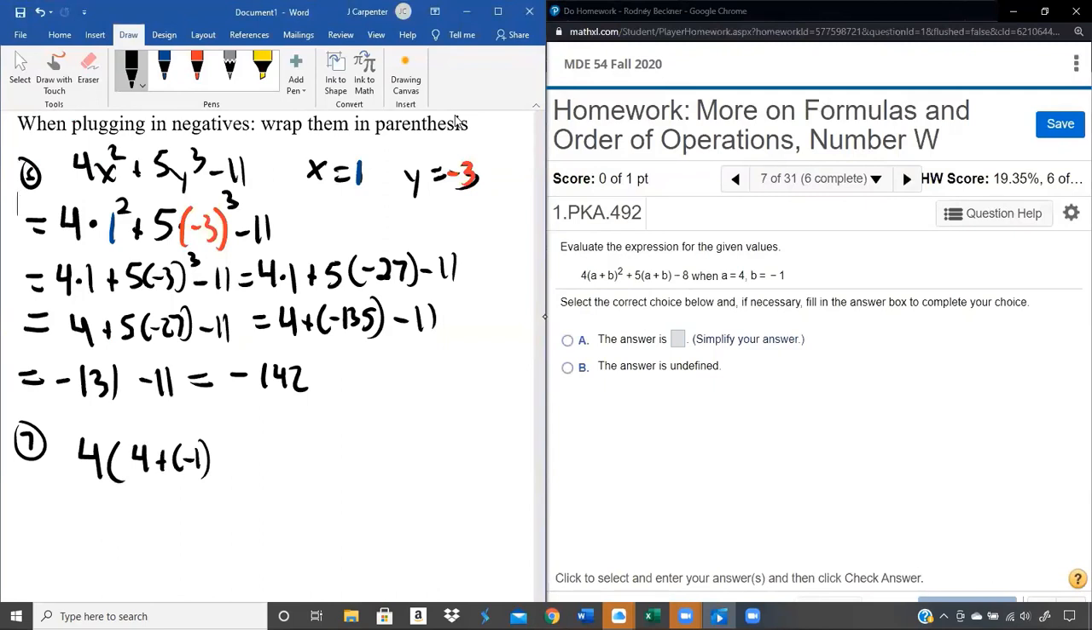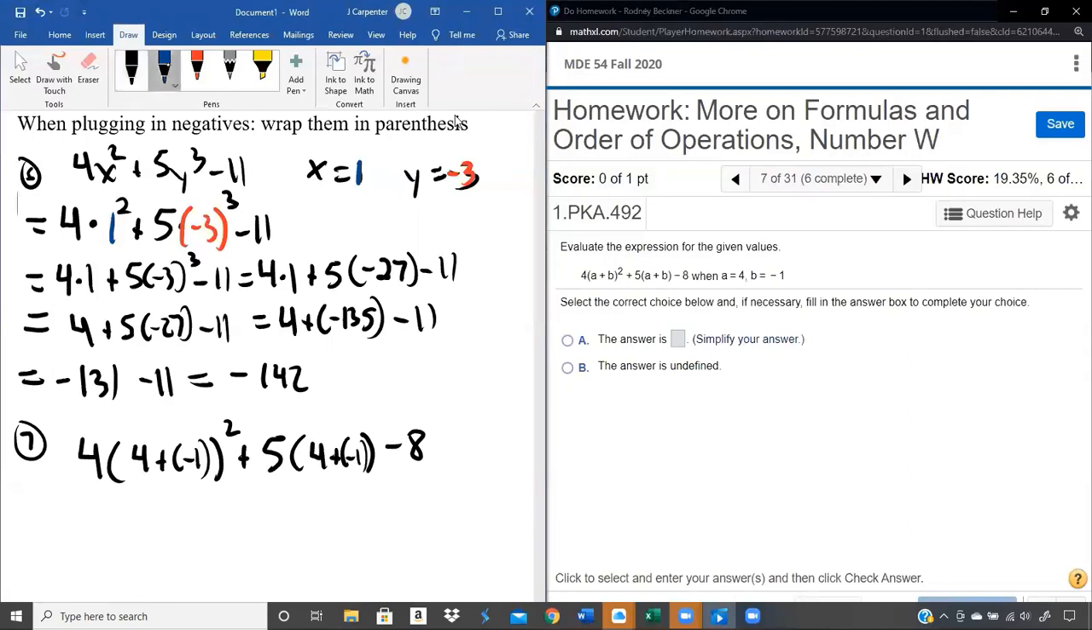I put an extra parentheses in there because of the negative. Close the real parentheses and square it. Then the plus 5. Then that parentheses is also a plus b, so another 4 plus negative 1. Close the parentheses for the 5. And then the minus 8 at the end. Now we have parentheses, we have exponents, we got some multiplications, additions, and subtractions.